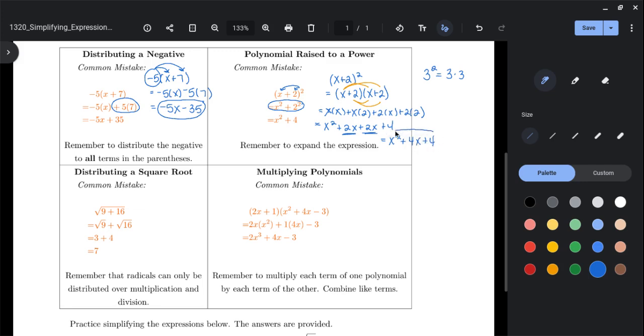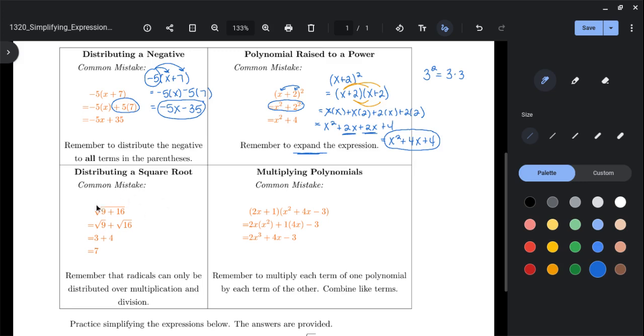So here is our final answer. So remember, when we are raising a polynomial to a power, we need to expand that expression. We need to write it as how many times we are multiplying it by itself, just like we did here in our first step, and just like we do with our numbers. The next common mistake we're going to look at is when we can distribute a square root.